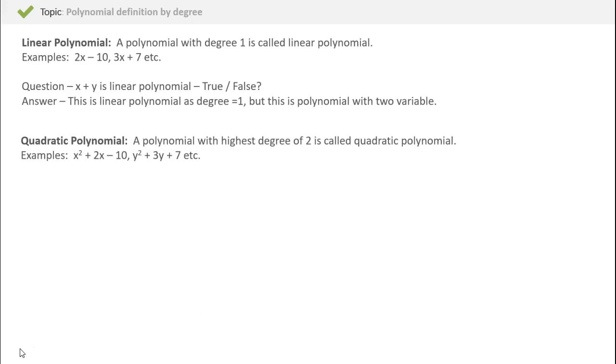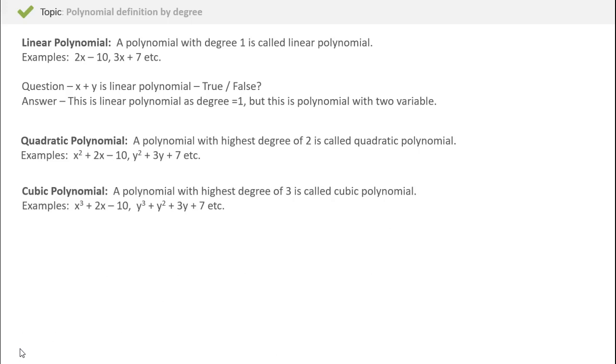Quadratic polynomial. A polynomial with highest degree of 2 is called a quadratic polynomial. Examples are x squared plus 2x minus 10, y squared plus 3y plus 7, etc. Cubic polynomial. A polynomial with highest degree of 3 is called a cubic polynomial. Examples are x cubed plus 2x minus 10, y cubed plus y squared plus 3y plus 7, etc.